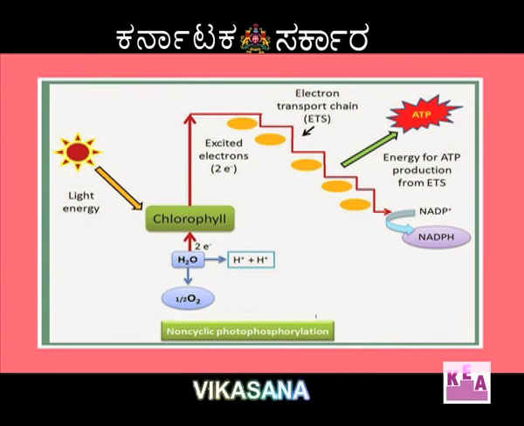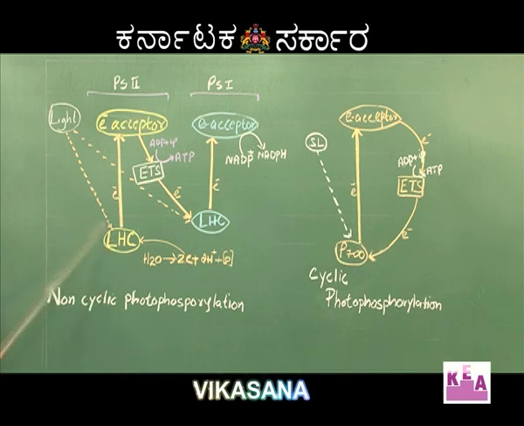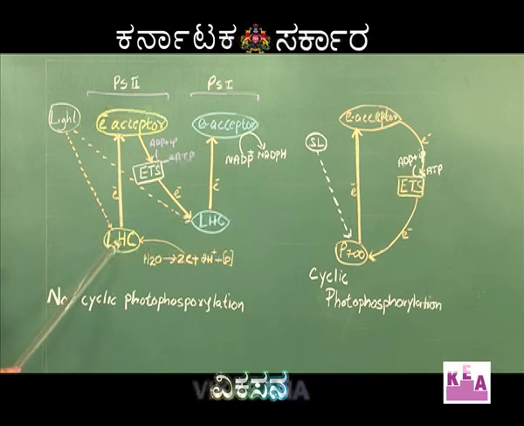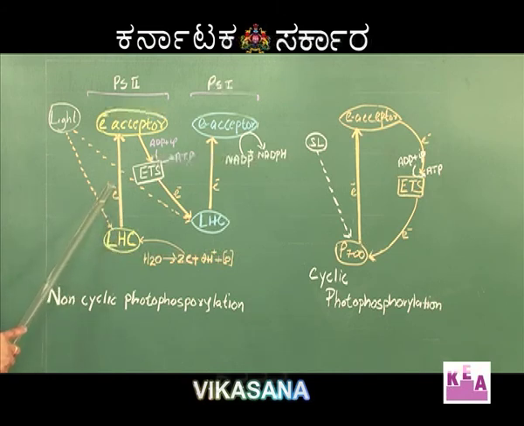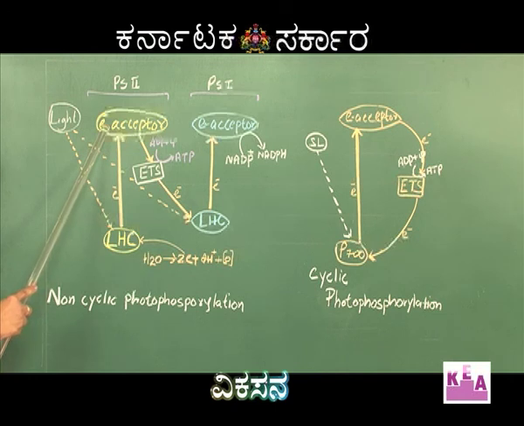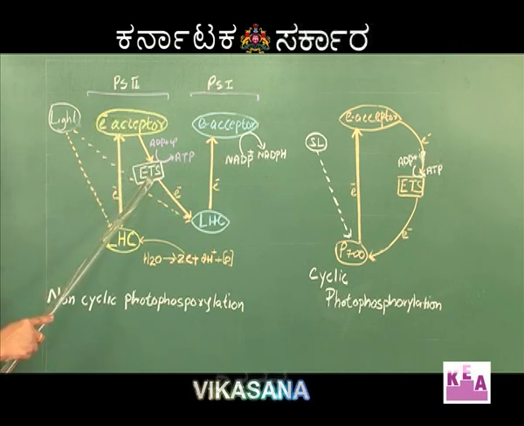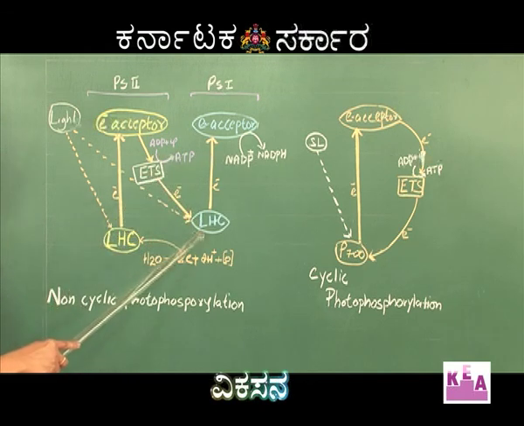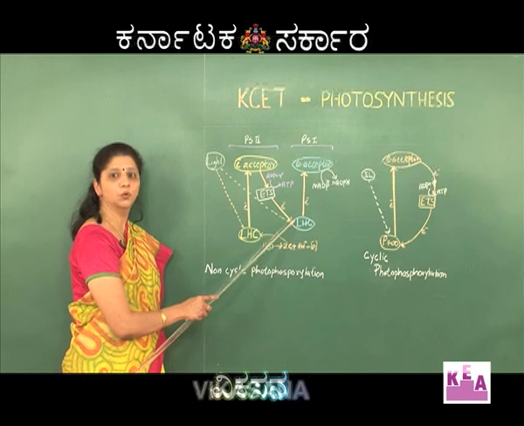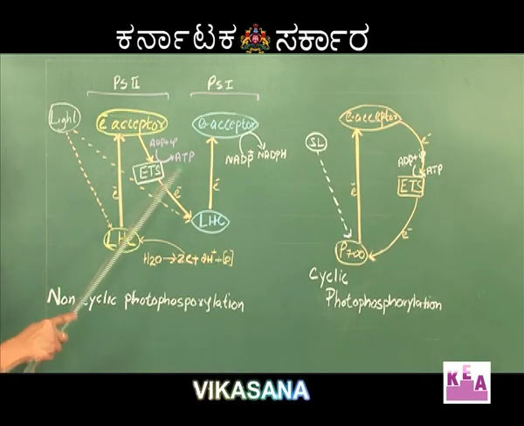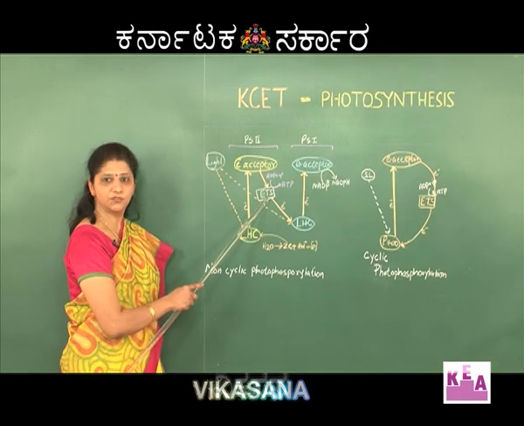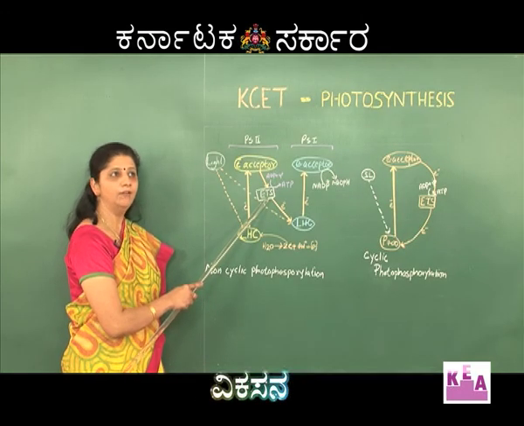In the non-cyclic photophosphorylation, the PS2 absorbs the light energy and the reaction center of PS2, that is P680, ejects the electrons, and this electron passes to an electron acceptor, and from the electron acceptor it goes through a series of electron transporters and finally it reaches the PS1, or photosystem 1.